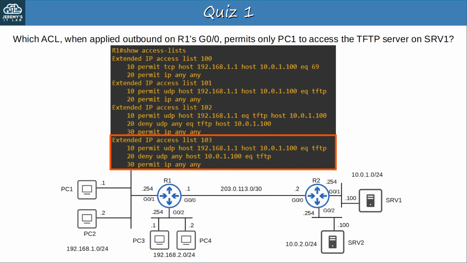Okay, the answer is 103. Entry 10 permits UDP traffic from PC1 to access port 69, TFTP, on Server 1. Note that when entering this command, I actually entered the port number 69, but IOS automatically converted it to TFTP. Then entry 20 denies all other hosts from sending UDP traffic to port 69 on Server 1. Finally, entry 30 permits all other traffic. ACL 102 is similar, but instead of specifying the port on the destination, Server 1, it specifies the source port, which is incorrect. Okay, let's go to question 2.